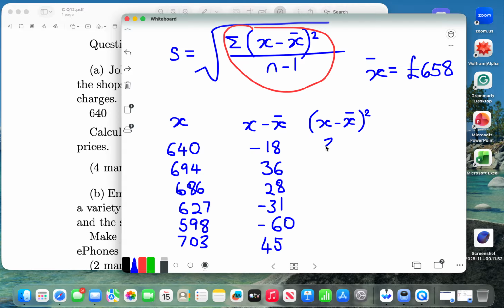So 18 squared is 324. 36 squared is 1296. 28 squared is 784. Minus 31 squared is 961. Make sure you take the square of all of minus 31, and what I mean is minus 31 squared. Because you can put 31 into the calculator, square it, then take the negative. That's wrong, because you're doing minus 31 times minus 31 and it should be positive.